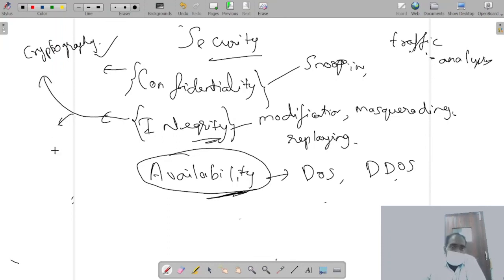We'll discuss all that. And availability. Availability is guaranteed by things like firewalls, and some preventive protocols, which will be discussed in later modules. So that if we detect a DDoS attack, we can just block all those requests so that our server is not getting overwhelmed.